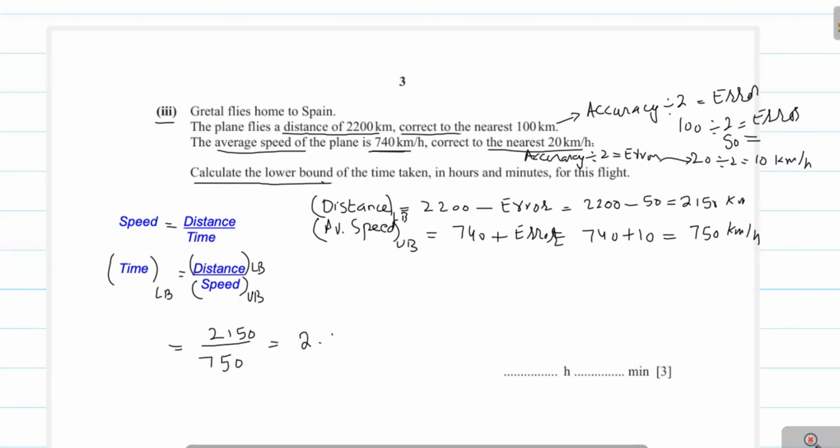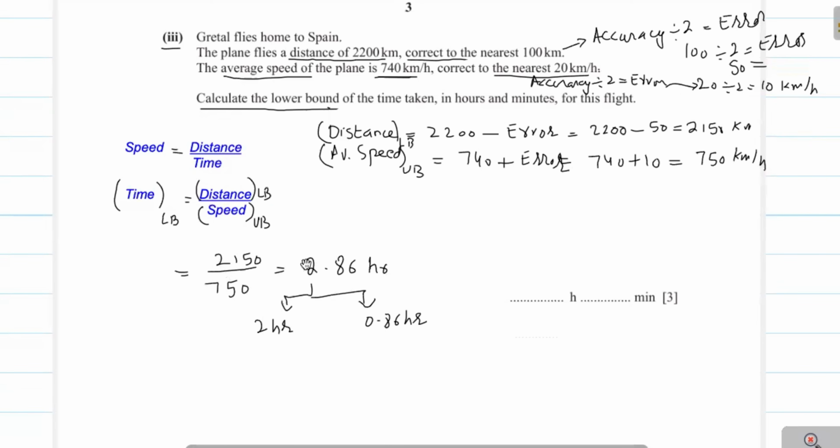2.86 hours. Now we convert it: 2 hours plus 0.86 hour. We convert into minutes. 0.866 multiplied by 60, we get 51.9. We write 52 minutes. Therefore, the answer is 2 hours and 52 minutes is the time.